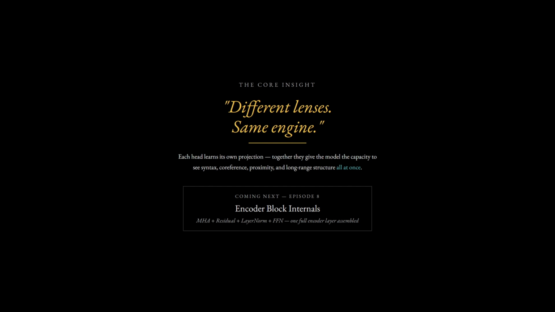In the next episode, we stop looking at individual operations and assemble the full encoder block. Multi-head attention feeds into a residual connection, then layer normalization, then a position-wise feed-forward network, then another residual and another layer norm. You will see why that pattern of skip connections and normalization is what makes it possible to stack dozens of encoder layers without training instability. Those details are in the next episode.